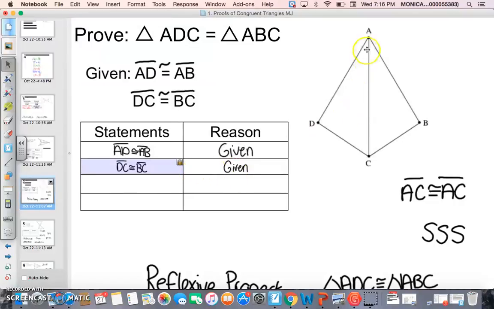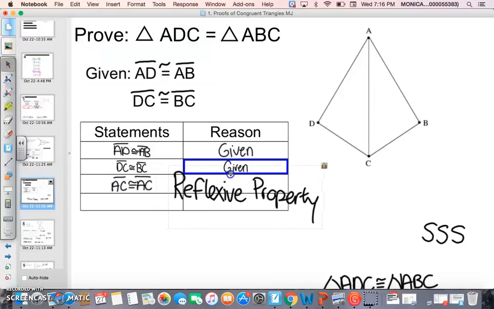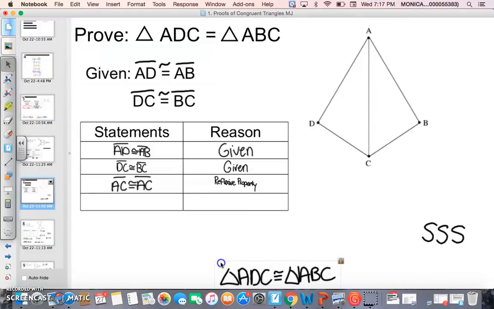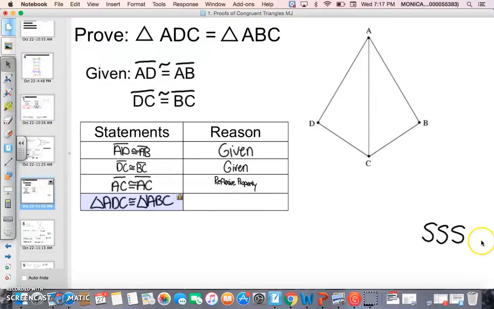All right, next I see that they share this line right here. Because they share that line, I know that can either be the reflexive property or the symmetric property. In this case, I'm going to choose a reflexive property. And then finally, I can state that these 2 triangles are for certain congruent because they have 3 corresponding and congruent sides.